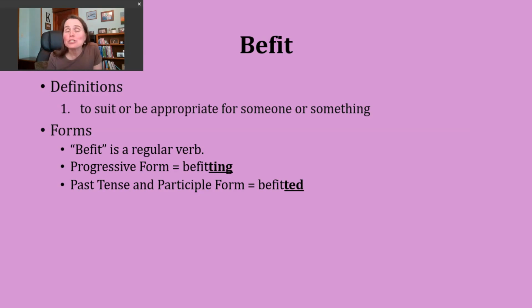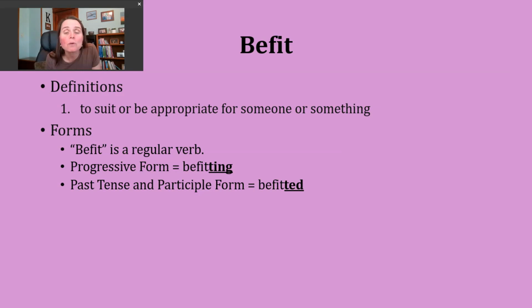For now, you should know that befit is a regular verb. To make the progressive form of this verb, we need to double the T. Now, we do have a two-syllable verb. It does end in the pattern of consonant, vowel, consonant. And the reason we're doubling the T here is because the stress is on the second syllable. So we need to add a second T, then we can add ing, and that forms befitting.